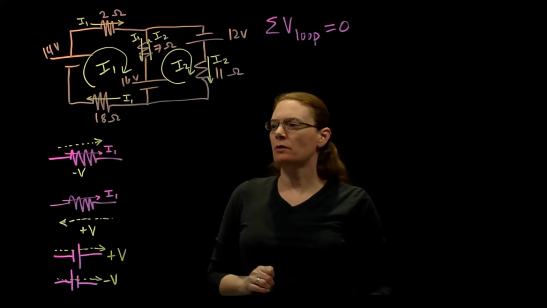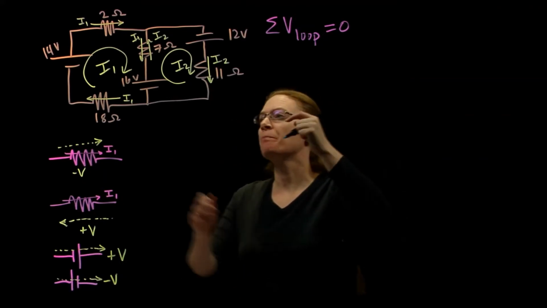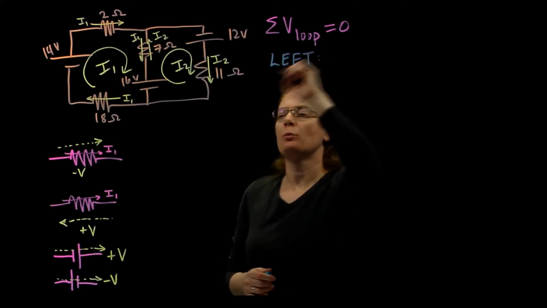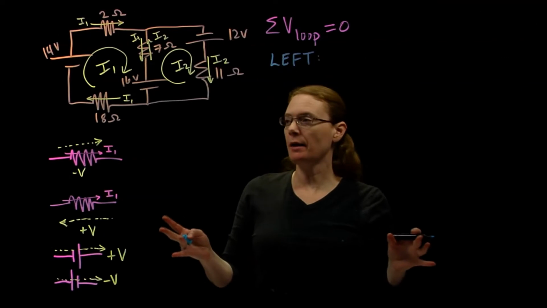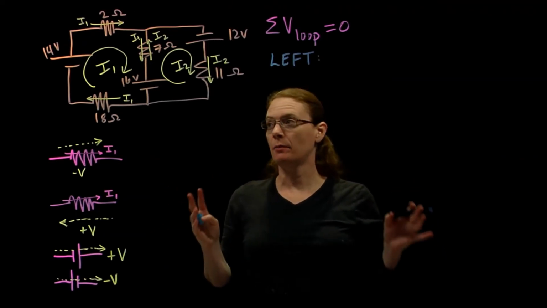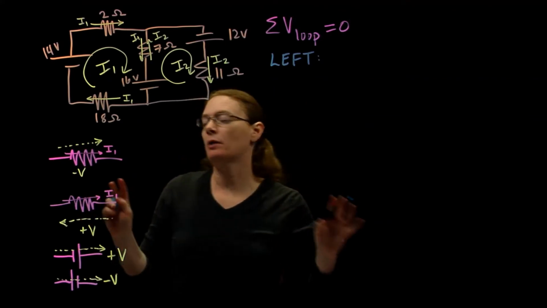So let's do Kirchoff's law for each of the 3 loops. I'll start with the left-hand loop. Now you can start anywhere on the loop and walk in any direction. It doesn't matter. You will get the same equation no matter which way you go. It doesn't matter where you start or which way you walk.